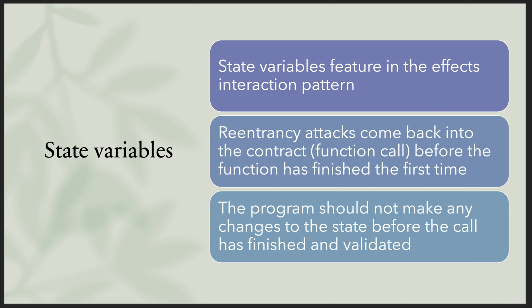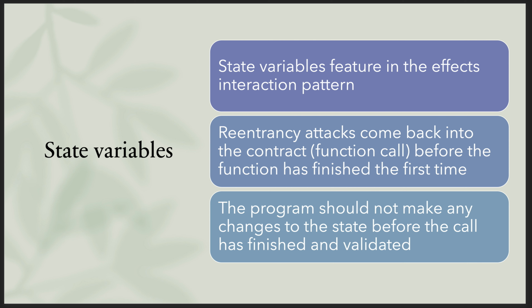The other thing that's interesting about this is that state variables really matter here. These feature prominently in the checks-effects-interactions pattern. Re-entrancy attacks come back into the contract as a function call before the function is finished the first time. So to fix that, the program should not make any changes to the state before the call has finished and validated.